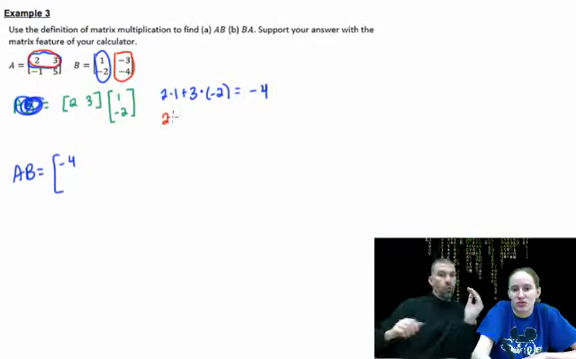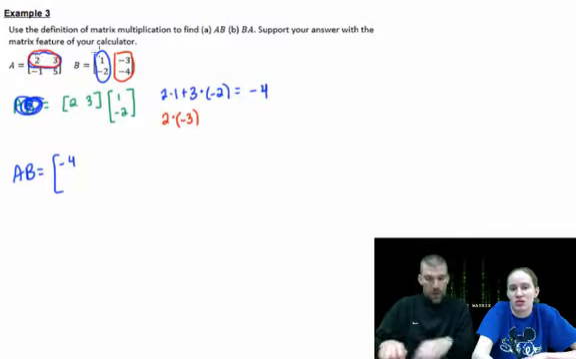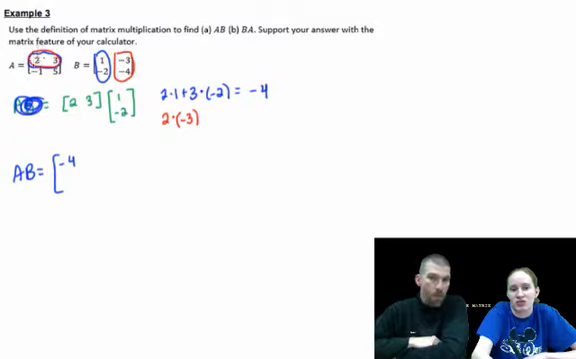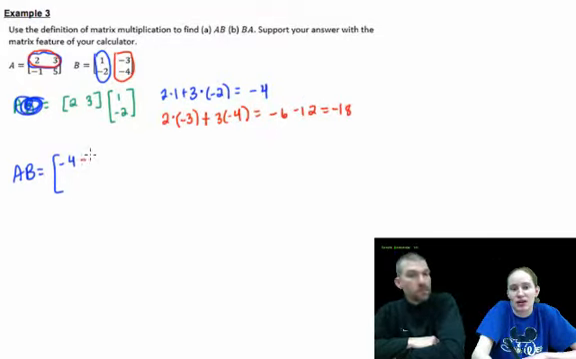So row 1, column 2, and you multiply each individual element. So first and first, 2 and negative 3, plus 3 and negative 4. So that's negative 6 minus 12, negative 18. And so that goes in row 1, column 2, top right.